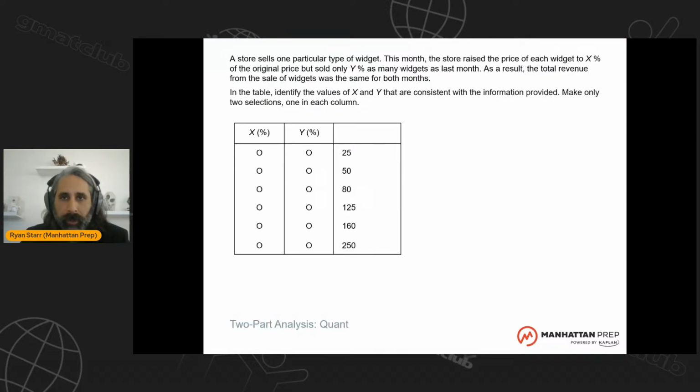So consider, for instance, this problem that we saw a little bit earlier. It is very much a straight quant question in two-part form. It's got this jointly consistent thing going on with it. We won't get all that in depth with it, but essentially you can see up here that there are no numbers given in the problem. There's an X% and a Y% and stuff like that.